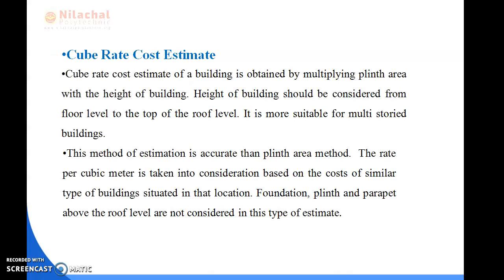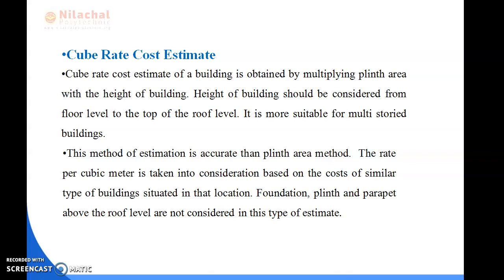Then we discuss cube rate cost estimate. What do we mean by cube rate cost estimate? Cube means it is a volumetric concern. The cube rate cost estimate of a building is obtained by multiplying plinth area with the height of building. Height of building should be considered from floor level to the top of the roof level. It is more suitable for multi-storey buildings. This method of estimation is more accurate than the plinth area method. The rate per cubic meter is taken into consideration based on the cost of similar type of building situated in that location. Foundation, plinth and parapet above the roof level are not considered in this type of estimate.